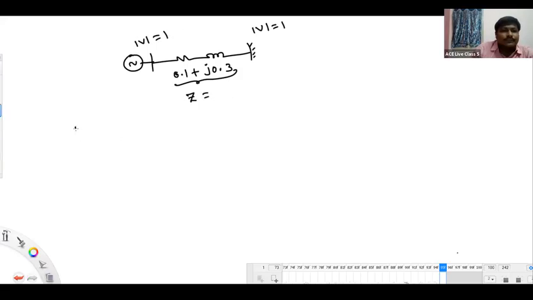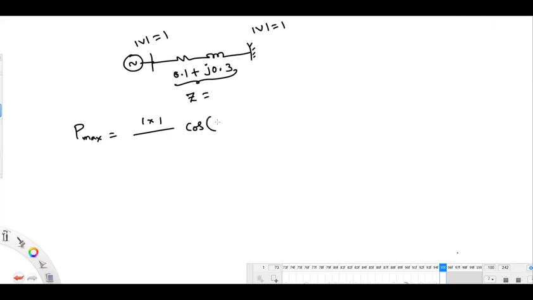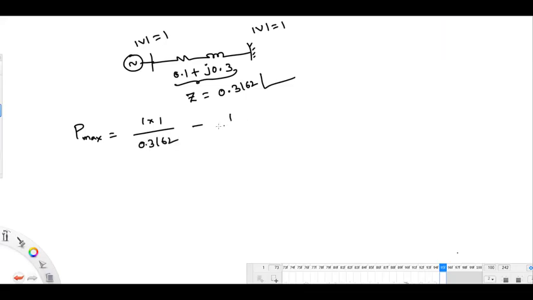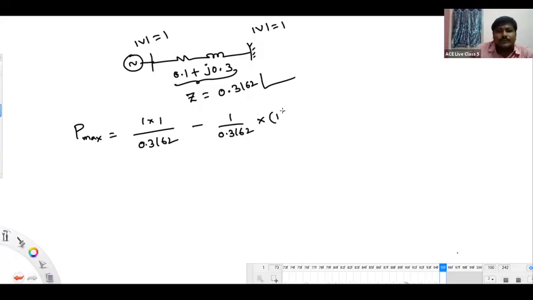Magnitude is 0.3162. Angle is 71.56. Are you getting this one?